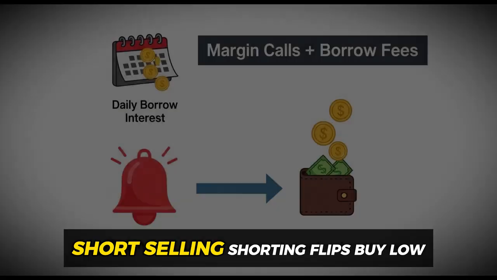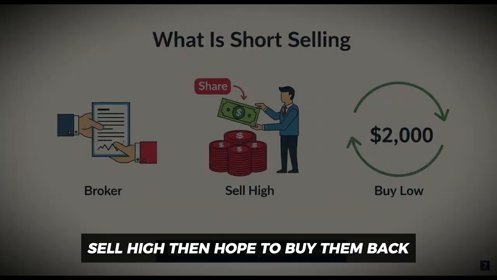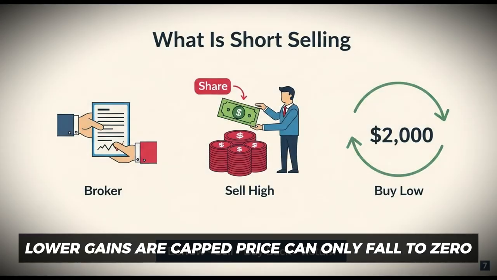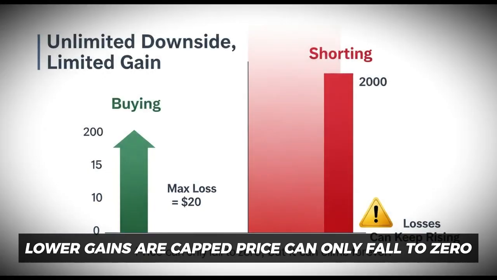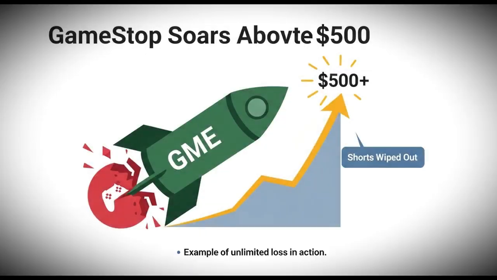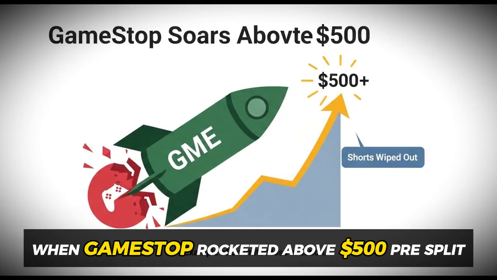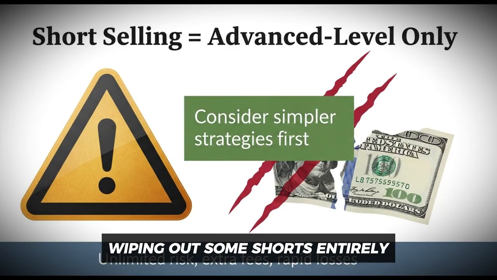Fewer dollars in play usually means lower valuations, especially for growth stocks. Short selling. Shorting flips buy low, sell high on its head. You borrow shares, sell high, then hope to buy them back lower. Gains are capped, price can only fall to zero, but losses are unlimited if the stock soars. That risk became real in January 2021 when GameStop rocketed above $500 pre-split, wiping out some shorts entirely.